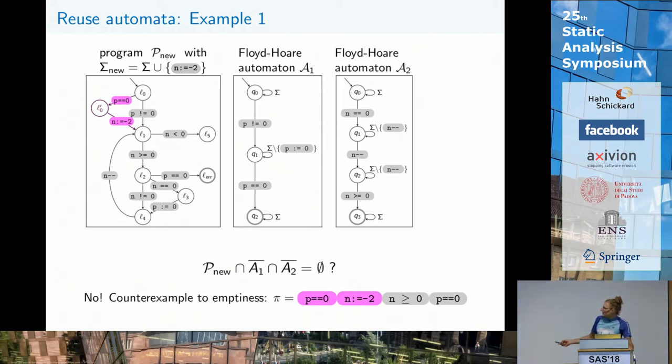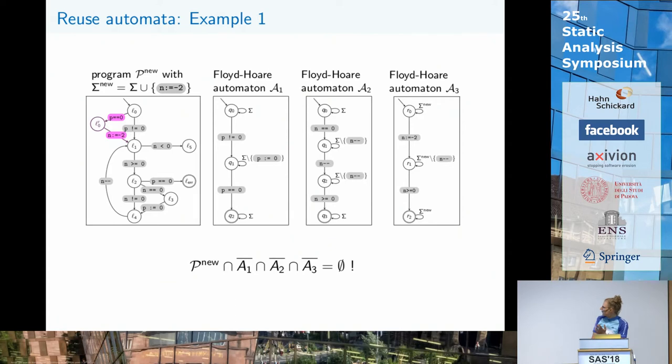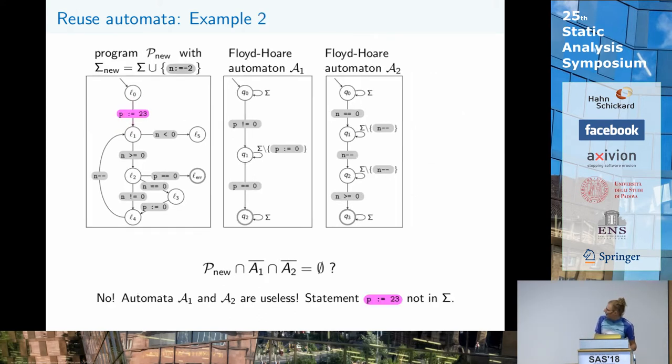We have here a counterexample to emptiness, namely if we go along this here, because these are two new statements. They have not been in the language of these automata, so they are not there. But what I can do is I just follow the same approach as before and construct a new automaton. So here I have a third automaton, and then this intersection is empty. And in this case, I have proven correctness of this program, and I only had to produce one new automaton.